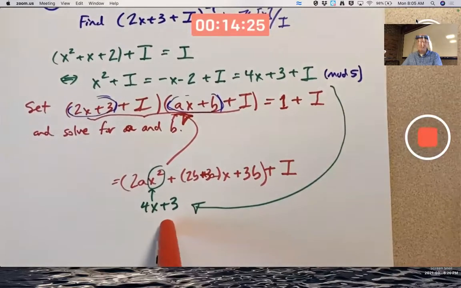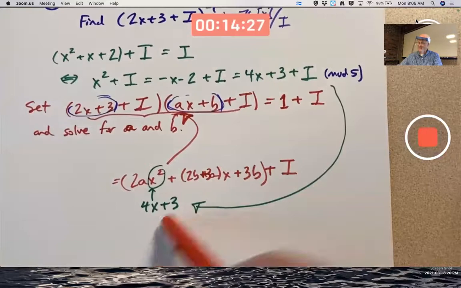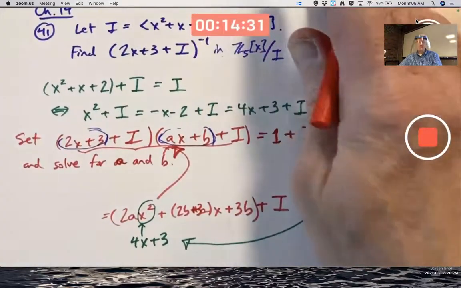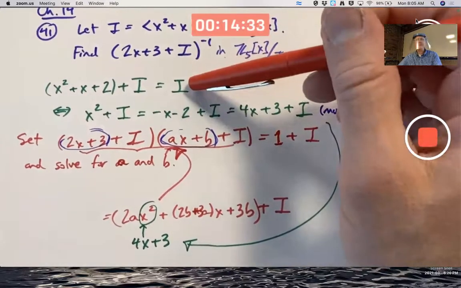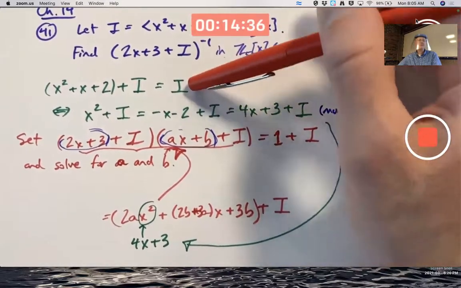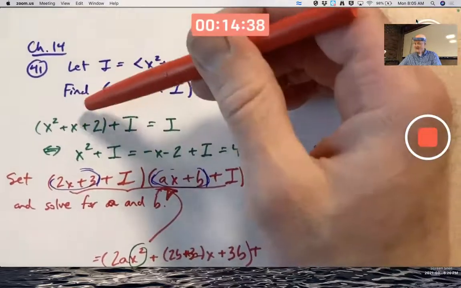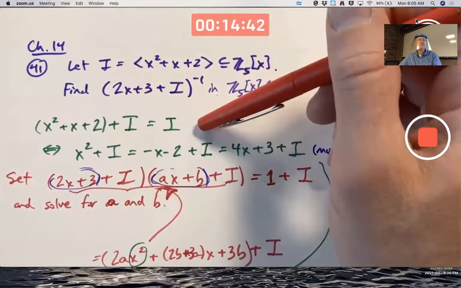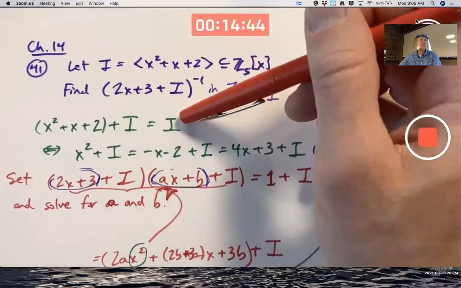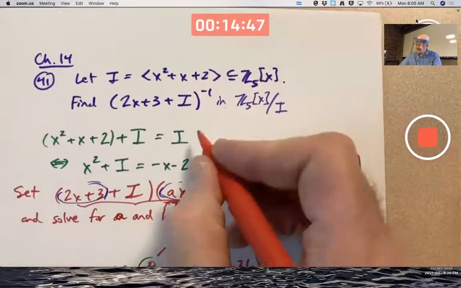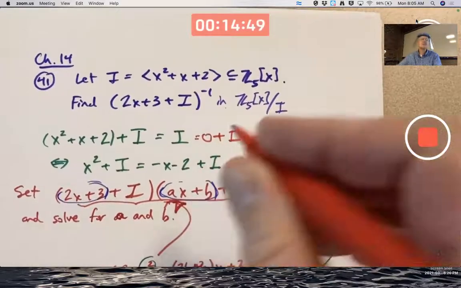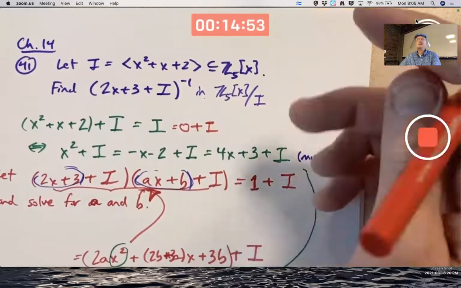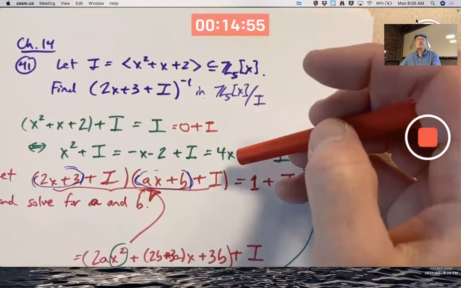It's helpful to replace x squared with 4x plus 3. That's where this calculation comes into play. You want to use the fact that these are the same. And why are those the same? Well, because x squared plus x plus 2 is in I. So this is the 0 coset. For extra emphasis, I could say this is 0 plus I. It's not the unity, it's not 1 plus I, it's 0 plus I, the additive identity, not the multiplicative identity.